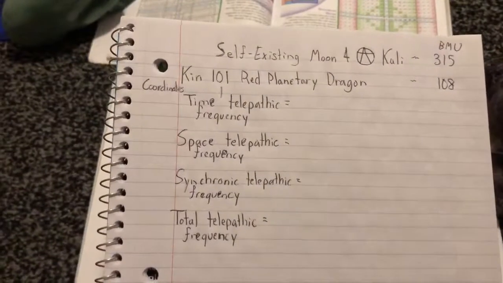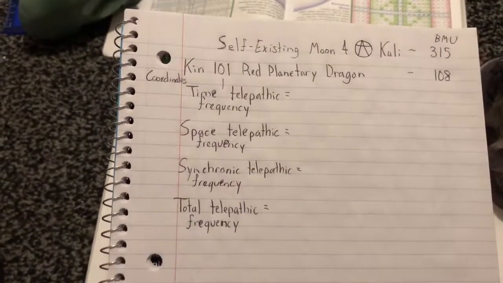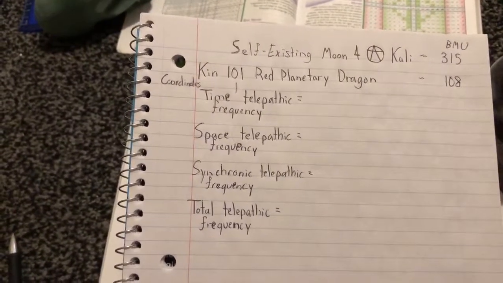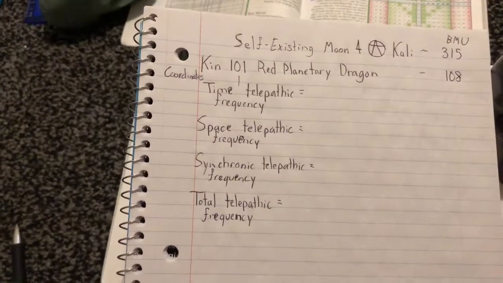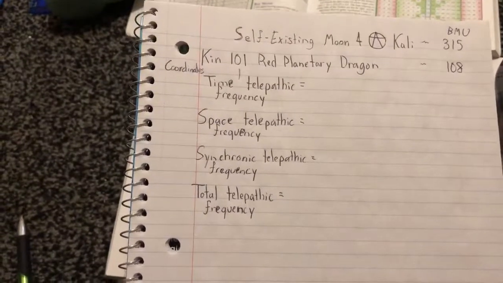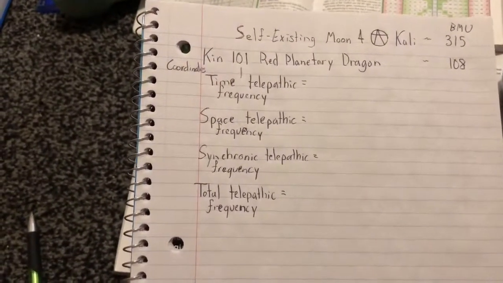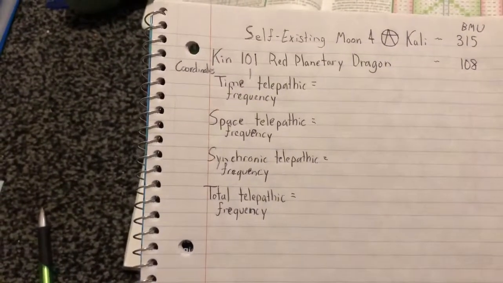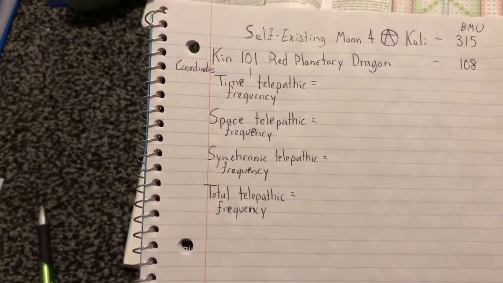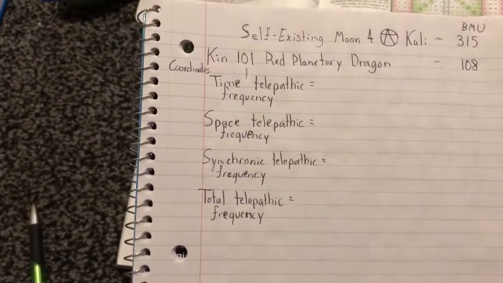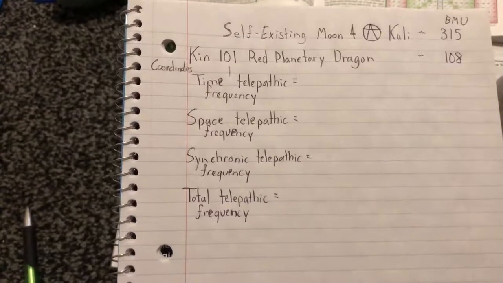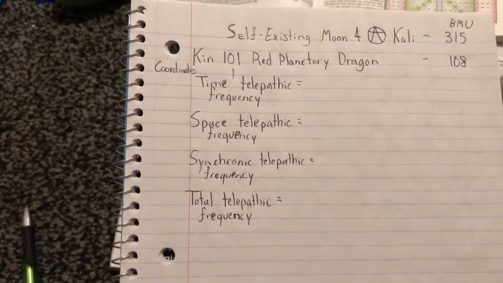What we have here today, so self-existing moon 4, Kali is the day of the week, the BMU for 3, so base matrix unit, you're going to hear me say BMU a lot. It's the number to activate. So for the sacral chakra, Kali, it's BMU 315. Red Planetary Dragon, the red dragon is BMU 108. And so we have the time, space, and synchronic telepathic frequencies.